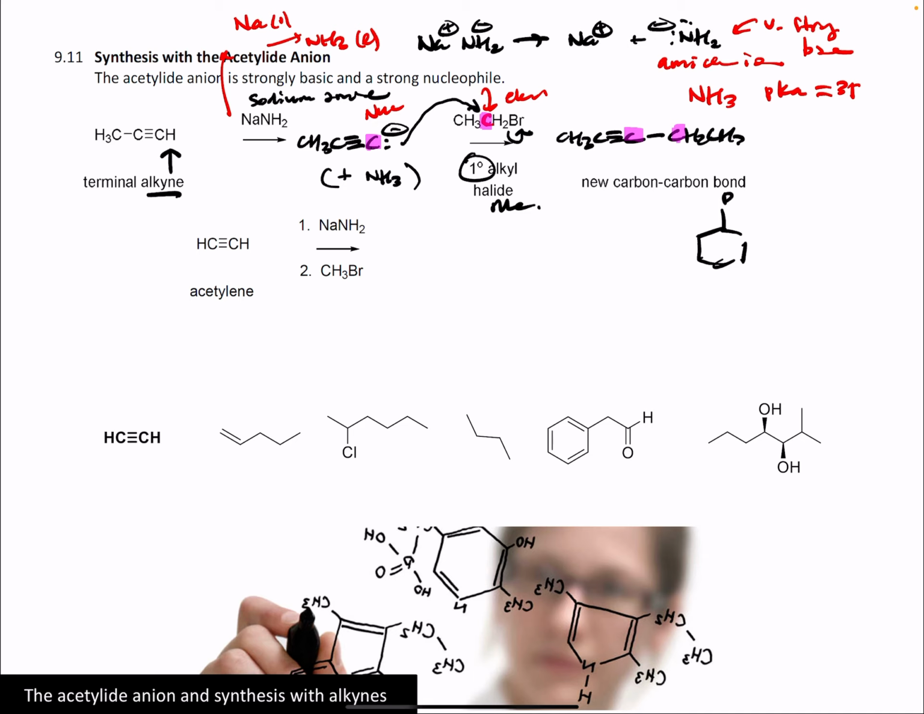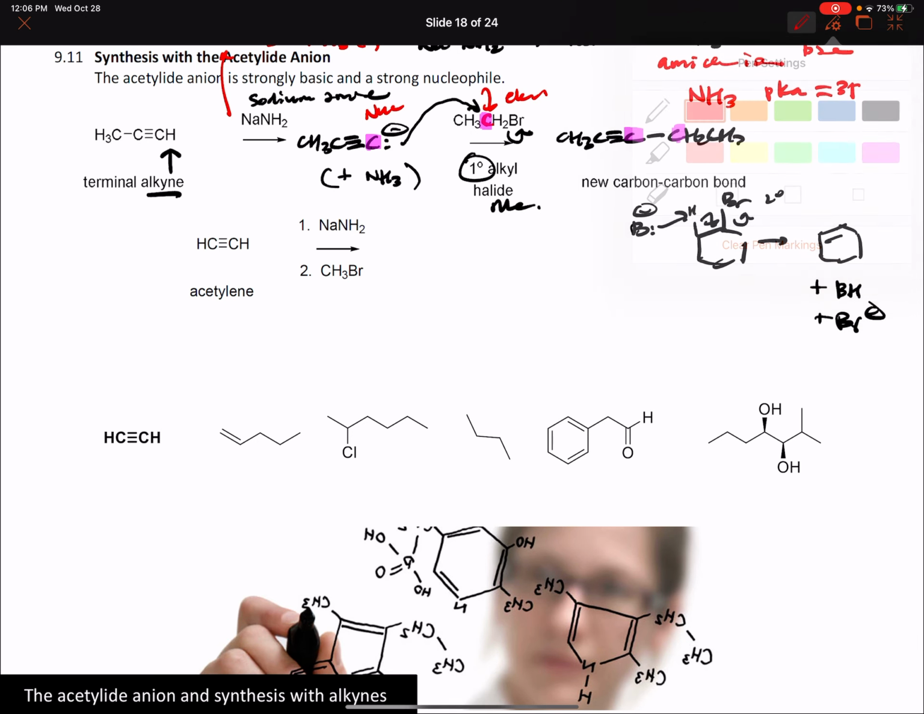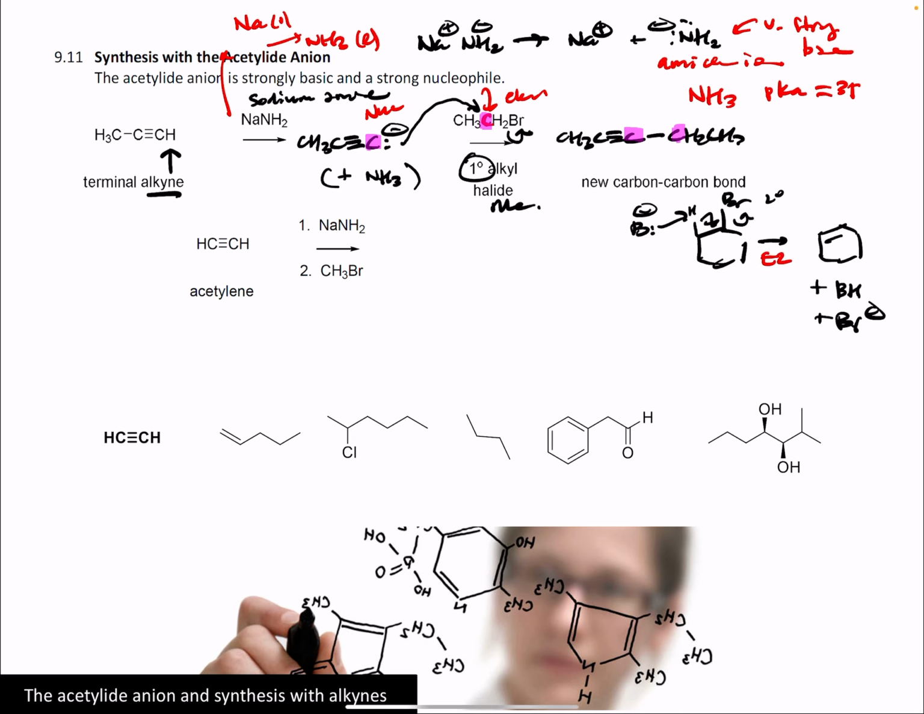What happens with this, if I try to treat this with a strong base, like an amide, and this is a secondary or tertiary alkyl halide? What happens is we have a competing reaction. What is this one? This is our elimination reaction, dehydrohalogenation. So if you have secondary or tertiary, you do elimination. If you have primary or methyl, you do the substitution and form the new carbon-carbon bond.